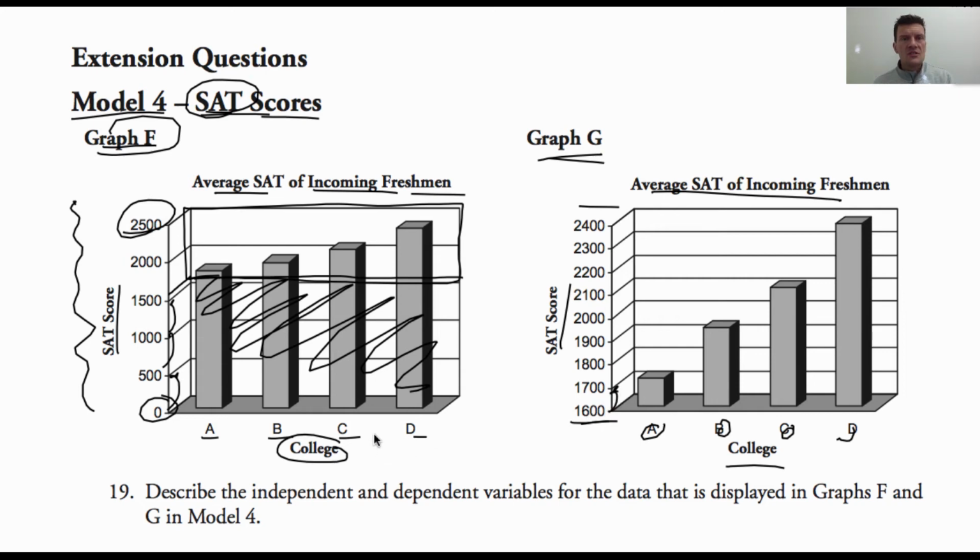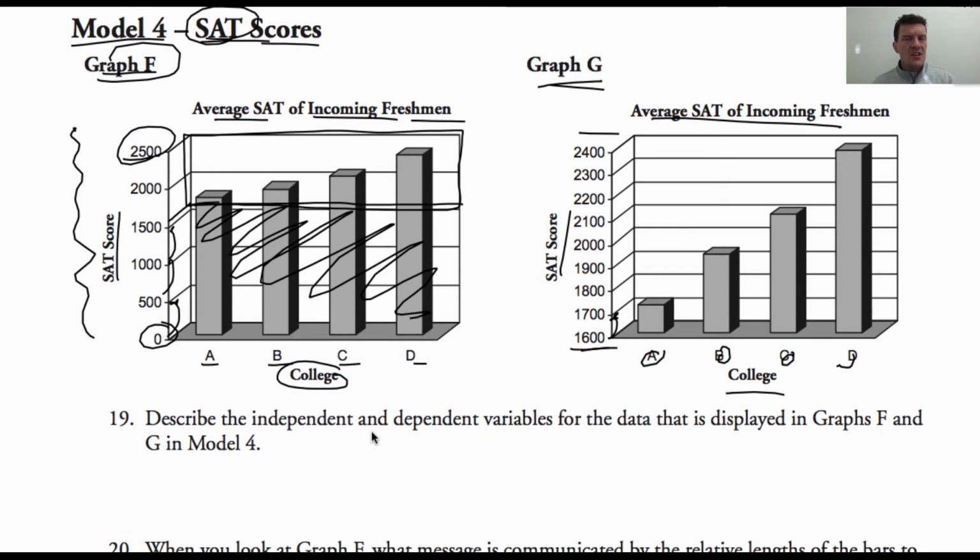As you look through this extension question, the point is that conclusions may be drawn from looking at a graph, but those conclusions may be inaccurate, and you might want to look back at the actual values and the data. So the independent variable here is the type of college, or the college name. We don't know what name it is, but A, B, C, or D. And the SAT score of the incoming freshmen is your dependent variable.